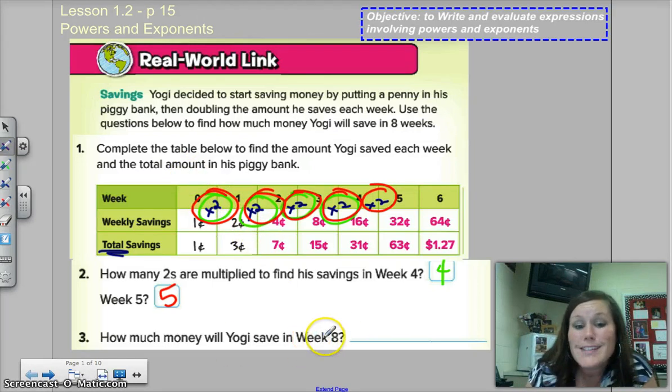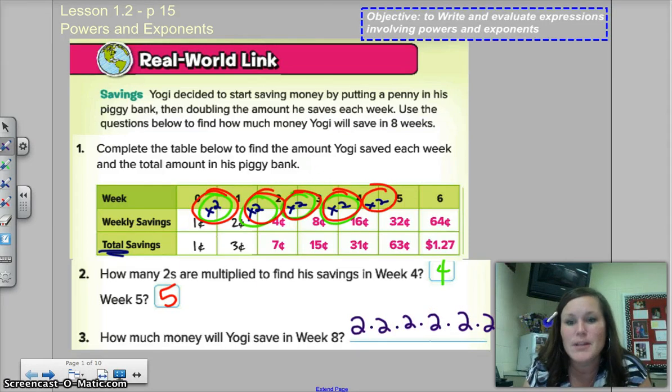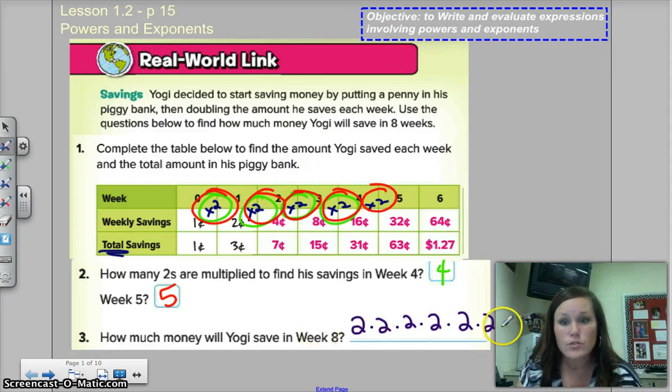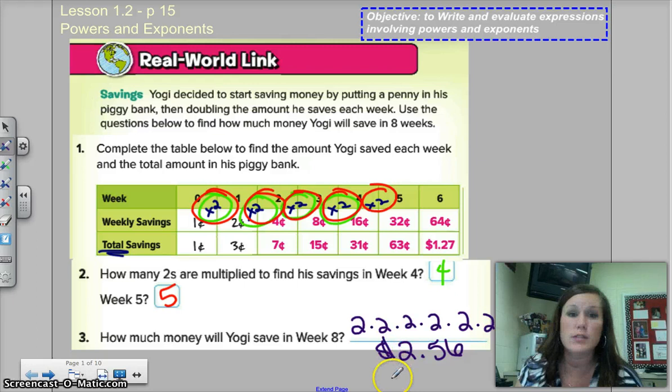If we're going to save in week 8 and try to figure out how much money that is, we can multiply by 2 8 times. So 2 times 2 times 2 times 2 times 2 times 2 times 2 times 2. 8 2's all being multiplied together. That's going to give me a total in week 8 of $2.56 that he will need to save to add on to his total savings.